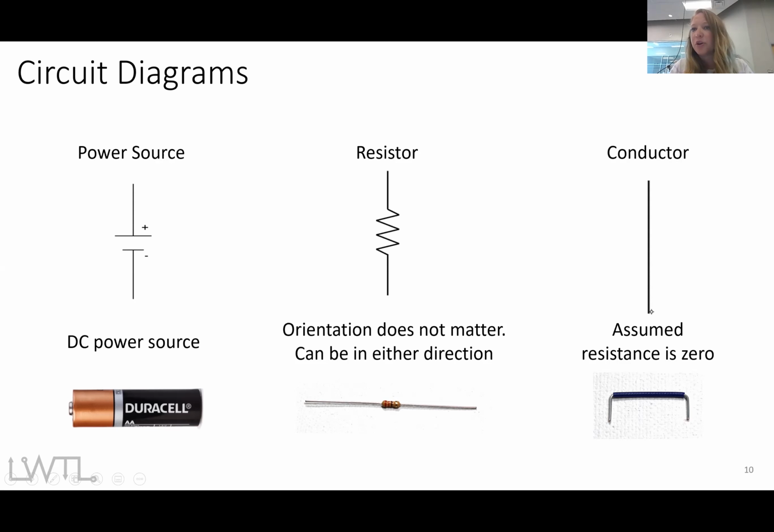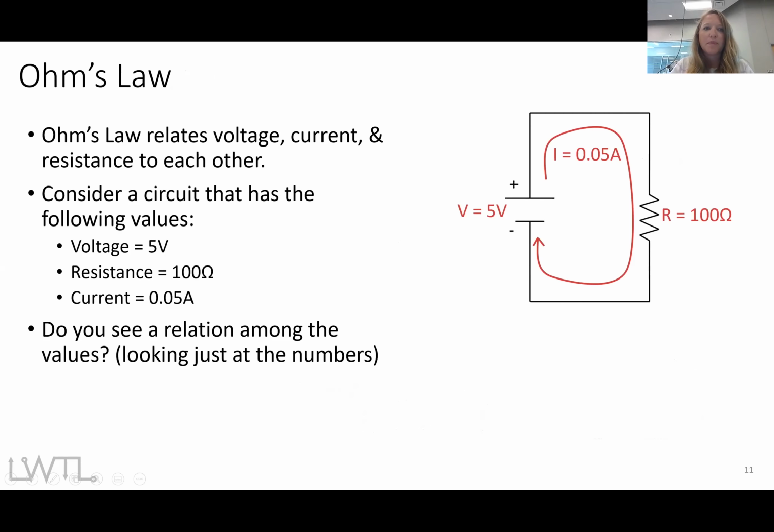And then a conductor. When you build circuits on your board for your Arduino, on your breadboard, you're going to connect just wires, and we call those jumper wires. It's just a straight line, and that makes sense because the electrons are flowing through those conductors pretty easily. Okay, so let's talk about Ohm's law.